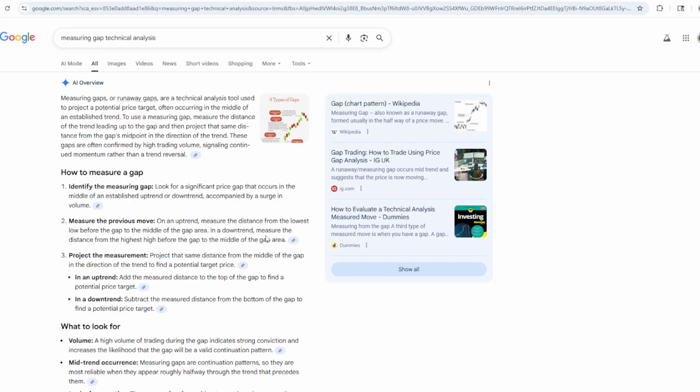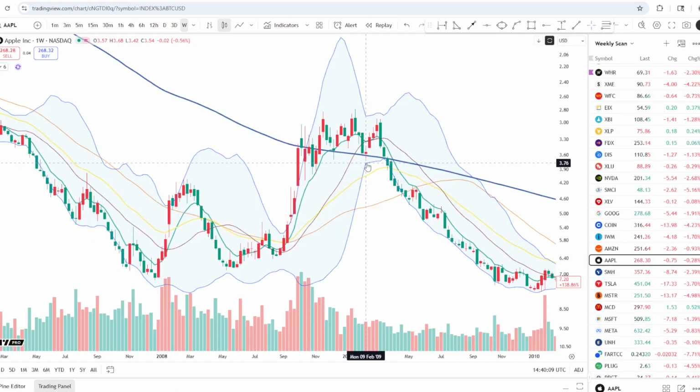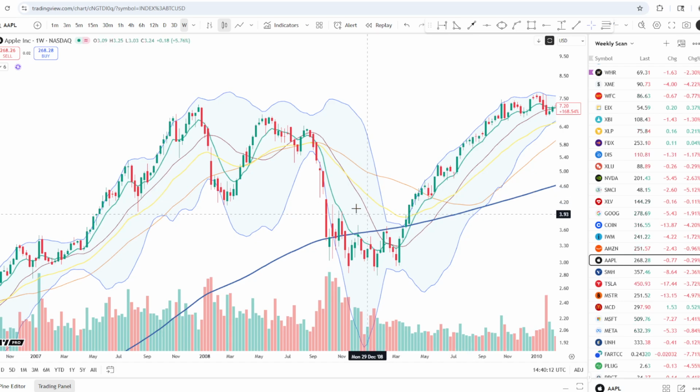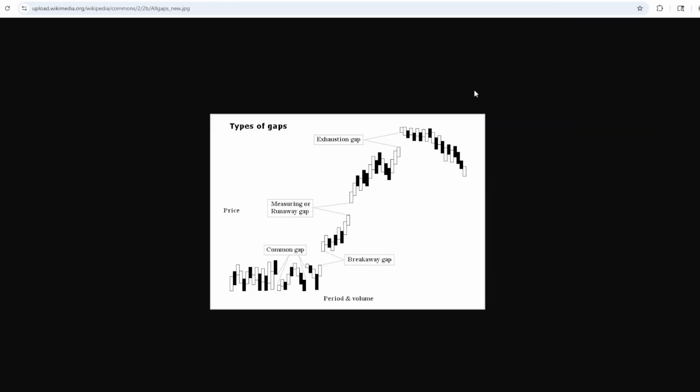Here's a quick overview. You can read this, of course, on your own time, at your leisure. The AI overview talks about volume components. You want to see volume on that gap session to give you confidence that the trend is going to continue in the direction of that gap. I'm just showing you the one example here of the gap down, but in these other examples as well, for example, here the measuring gap in a trend up. In this session, you want to see high volume on this runaway or measuring gap session.